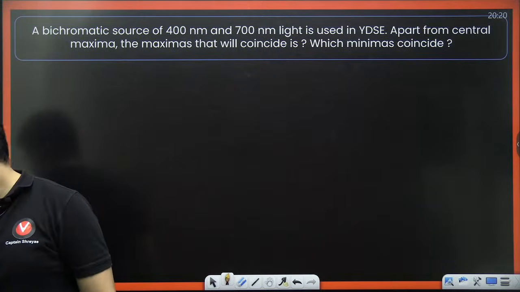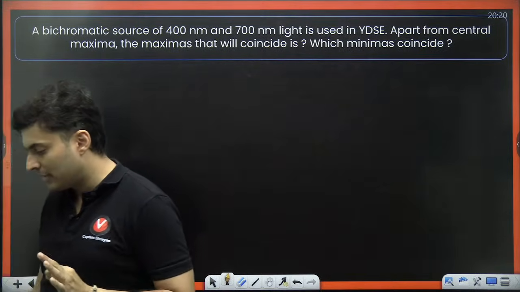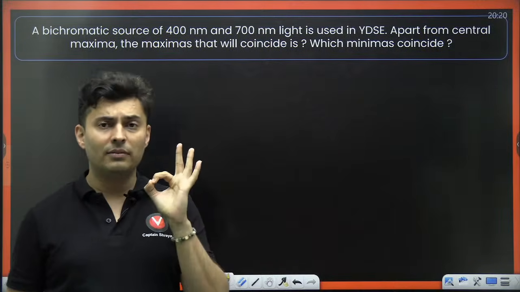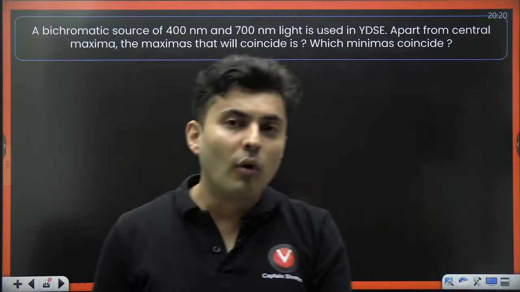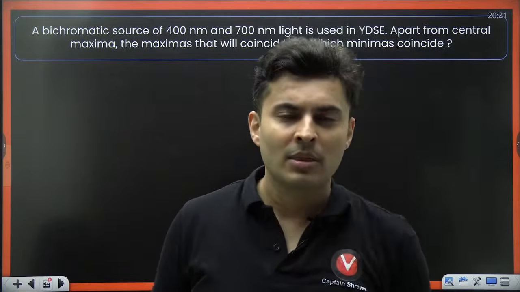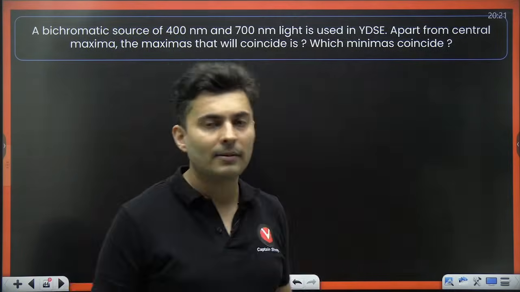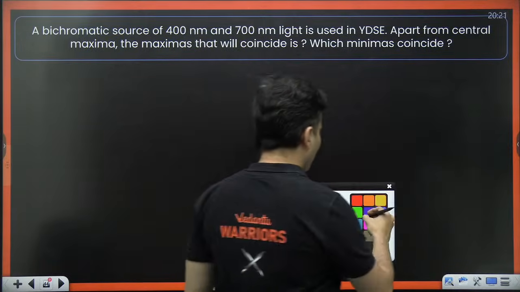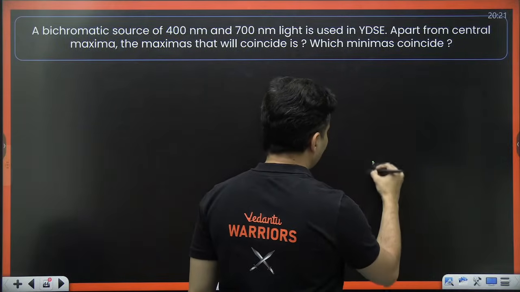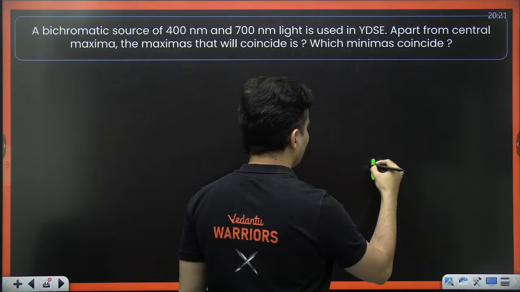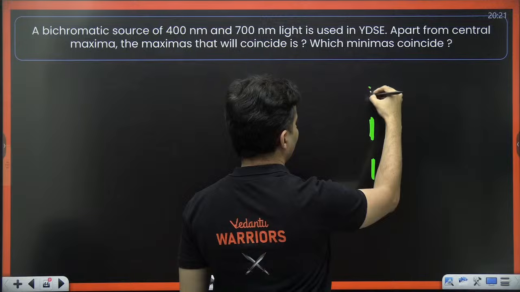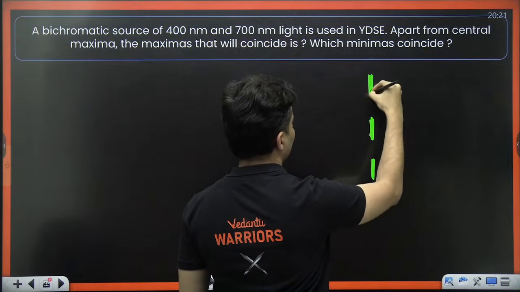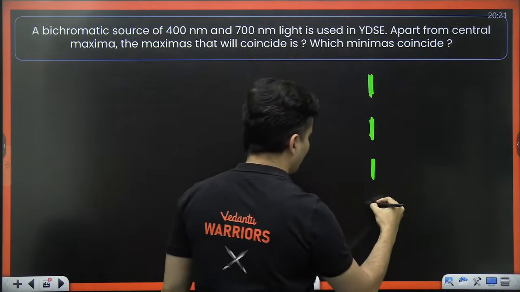Okay, tell me one thing. If the wavelengths are different, won't the fringe width be different? Because fringe width is lambda D by d. So just imagine if one color is bright, dark, bright, dark, bright, then dark, right? Like this, bright, dark, like that.